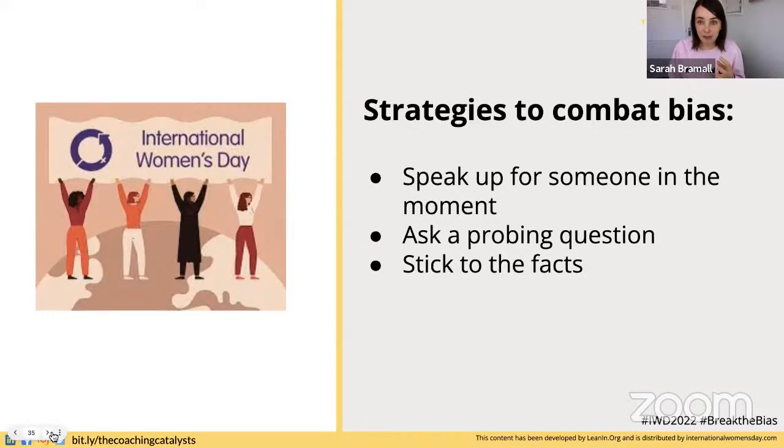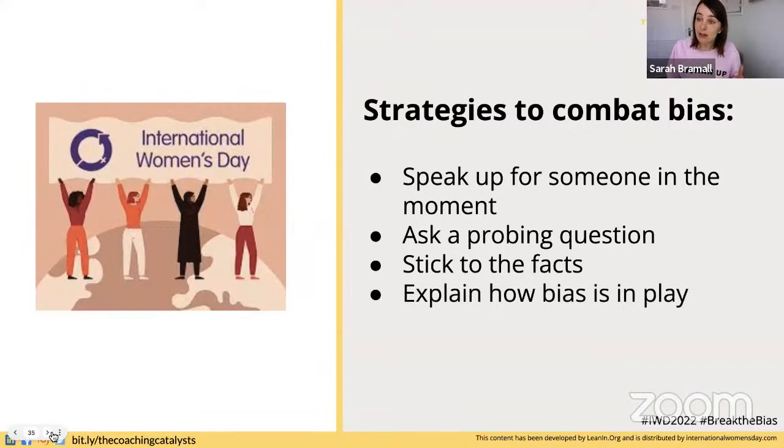Sticking to the facts. Some of the education that we've had today, some of those stats about the fact that women are 3 times more likely to be interrupted in meetings than men, starts to add weight and authority for us when we are challenging. And some of the scenarios and the information that Rebecca gave us at the beginning about different types of biases help us to explain and articulate how bias is in play. Because this is a process of education for all of us.